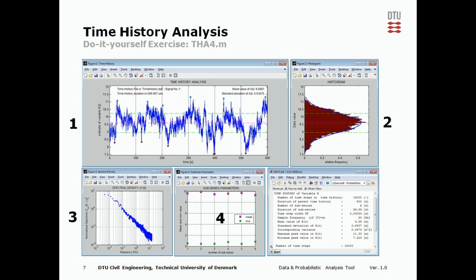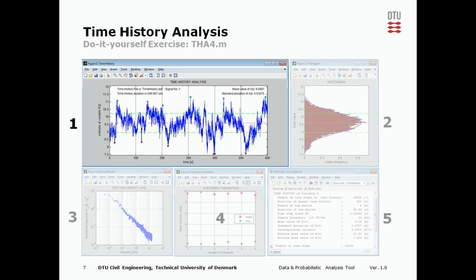And then we have a window where, if we divide our time record into shorter sub-series, we have a graph which shows us the mean value and the standard deviation of the individual sub-series. And last but not least, we have the command window, in which the overall information of the used time history is printed. For example, how many data points we have, how long the time history is, and so on and so forth.